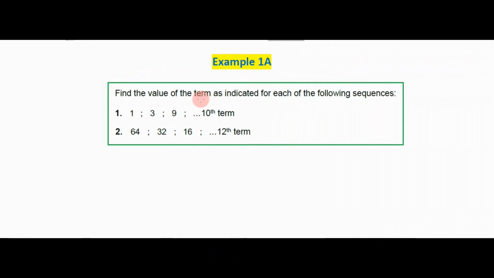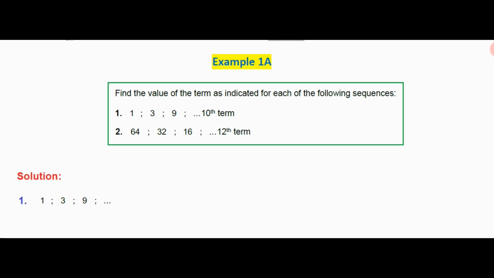Example 1a says, find the value of the term as indicated for each of the following sequences. And in the first one, we have the sequence 1, 3, 9, etc. And we must find the value of the 10th term. So let's do that.